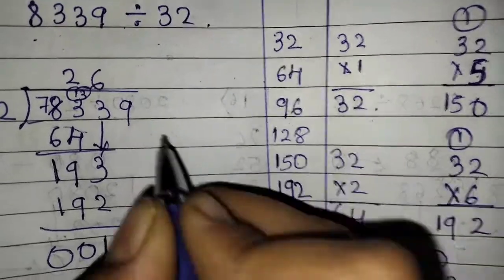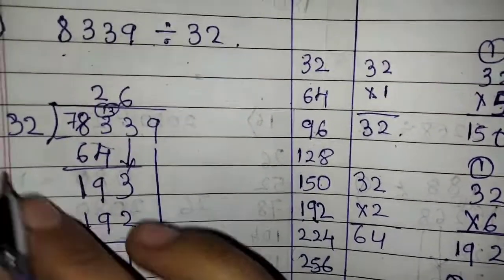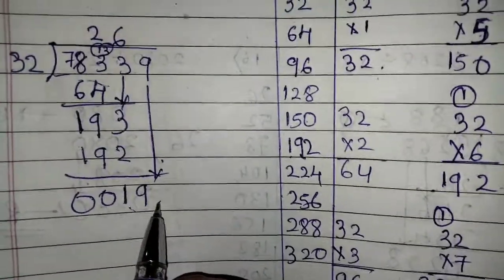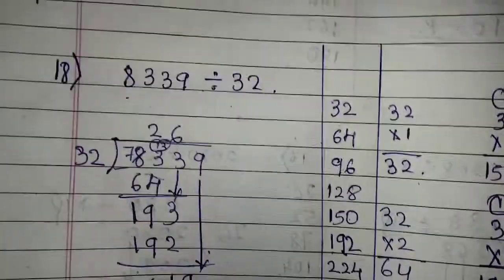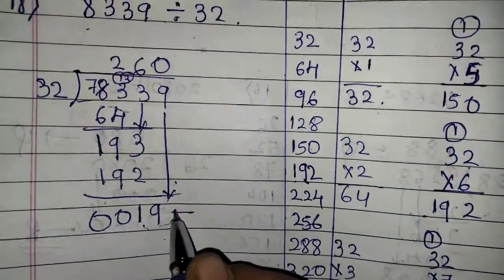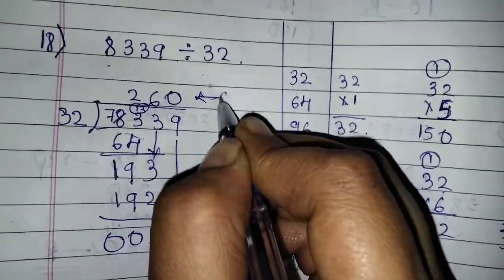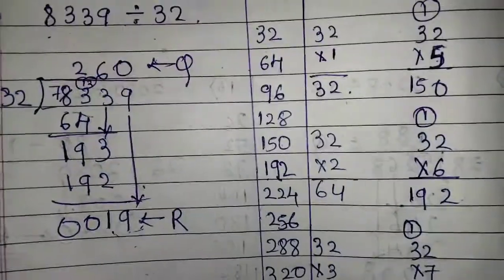Now this 9 will come down. In the 32 table, 19 is not there. Then you can't leave this number like this, you have to keep 0 here. This is your remainder and this is your quotient. Okay, now we'll go for the 19th sum.